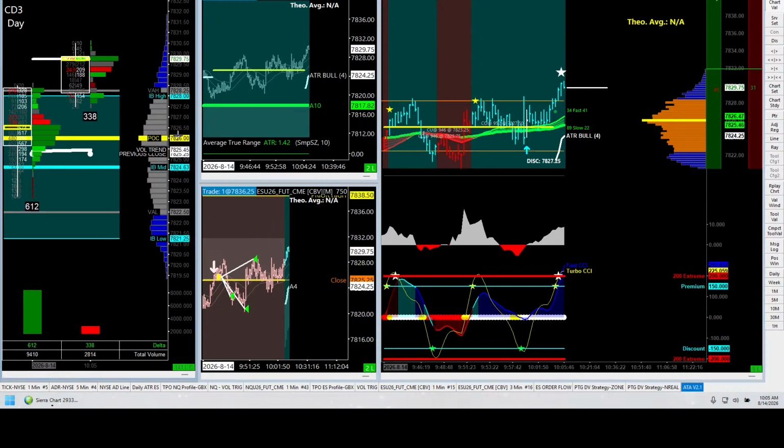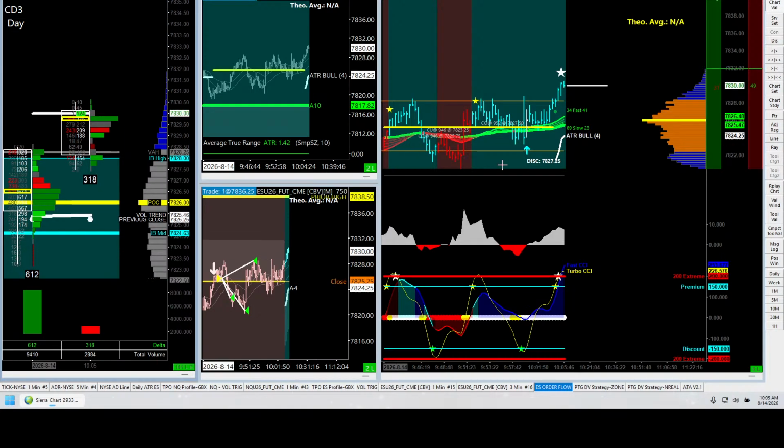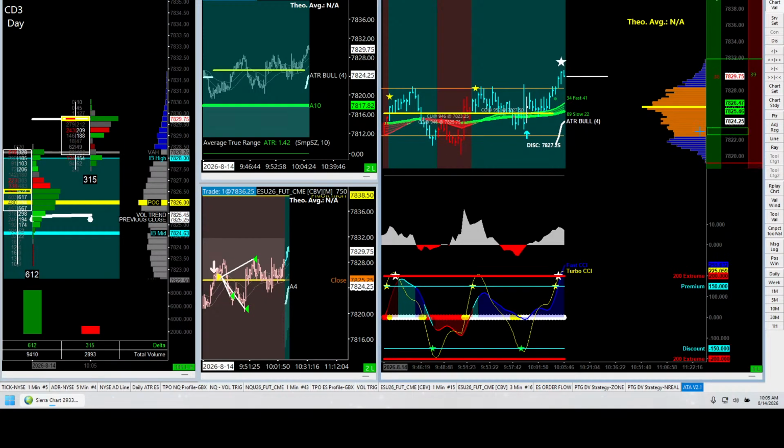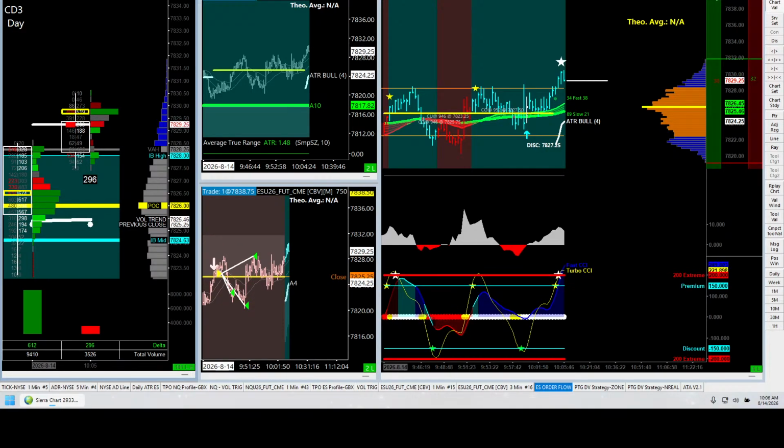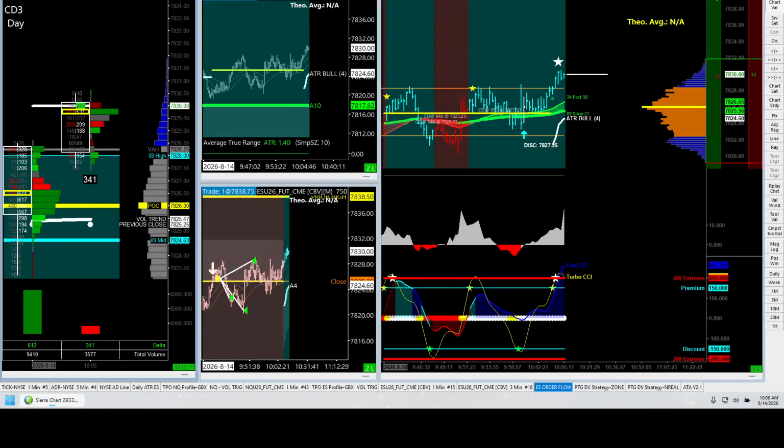All right, let's see if they can push this this time. Still rotational back and forth. Let's see if they can push this time, or is it another fake out for the breakout? Yeah, University of Michigan is out. Basically in line, slightly less. I don't know how they read it.